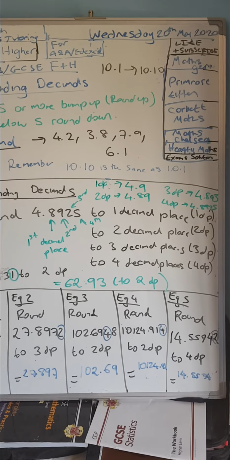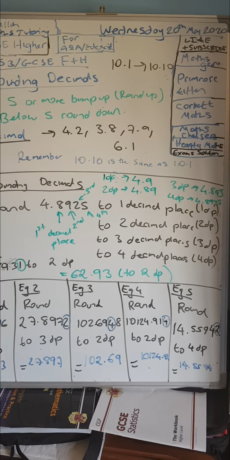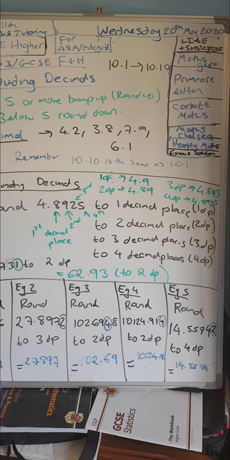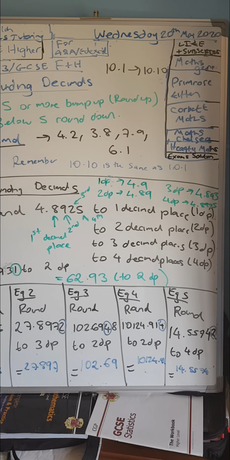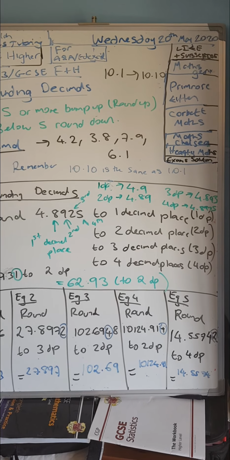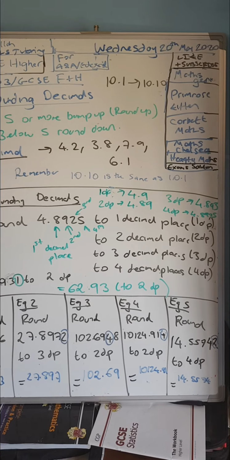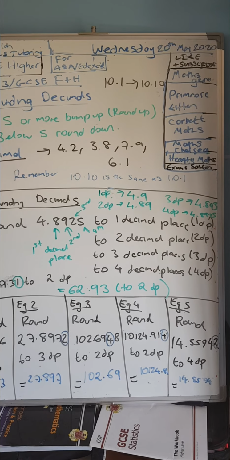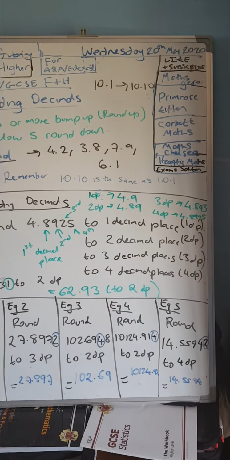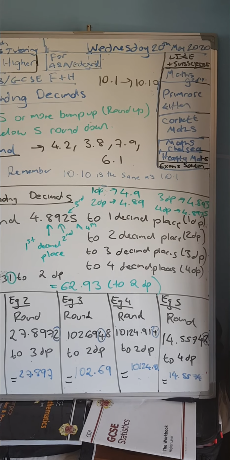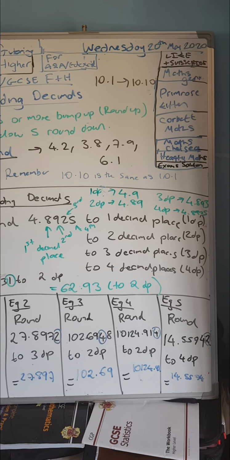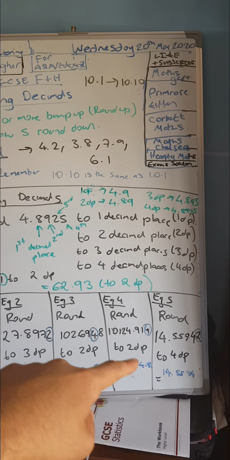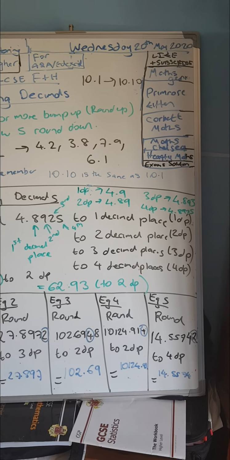Last 2 examples. Round 10,124.914 to 2 decimal places. Again, I look at my 3rd decimal place, so it's going to be a 4 where I've circled it. So it's going to be 10,124.91. I'm not sure why I put an 8 there. It should be a 9, not an 8.